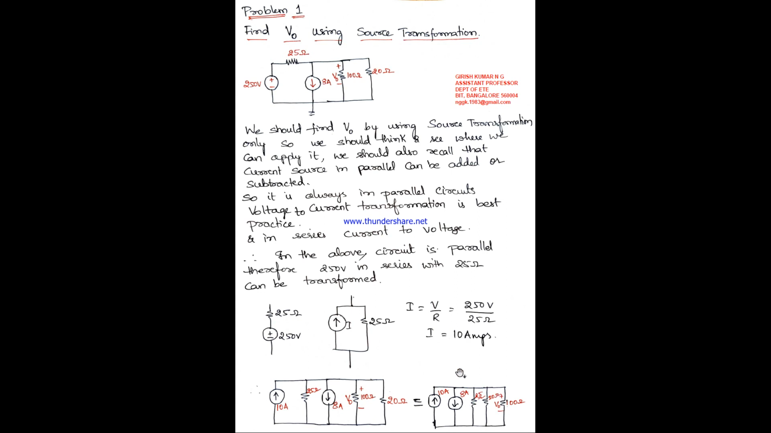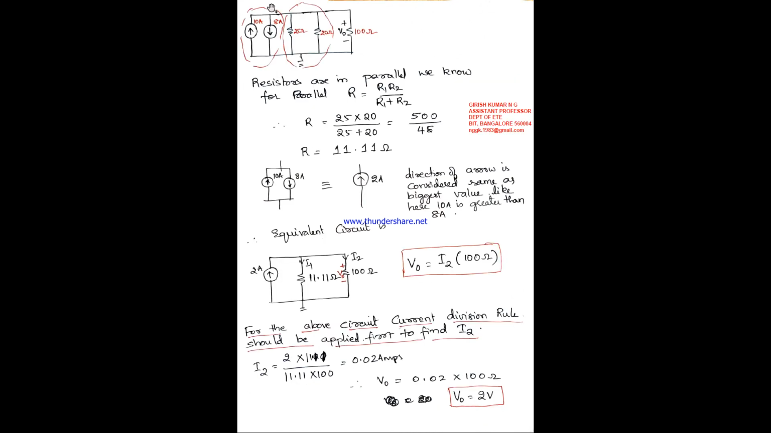Here, very important, the current sources are in parallel. Now you should check the direction of the current sources, whether they are both the same or different. As you see, 10 amps is flowing upwards, whereas 8 amps is downwards. Therefore I am going to subtract those current sources. Now similarly, you see 25 ohms and 20 ohms are in parallel. I can convert that into an equivalent circuit. Anyhow, 100 ohms is what is important for us, because we are asked to find V0 across 100 ohms. We'll keep it as it is.